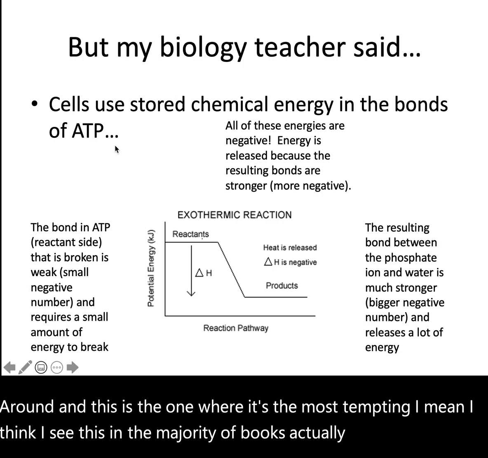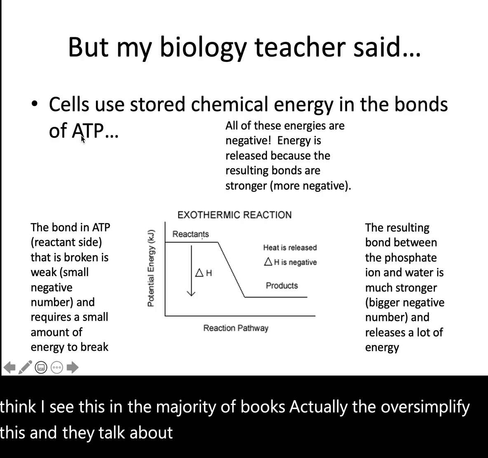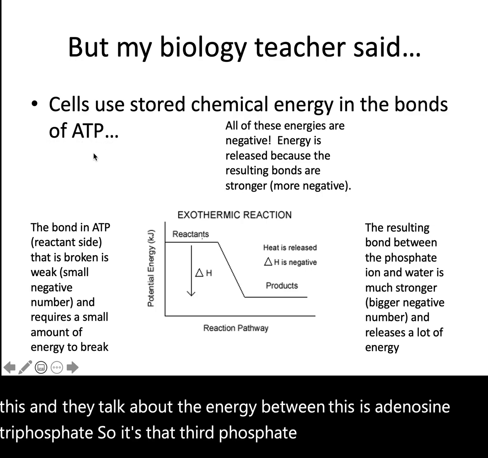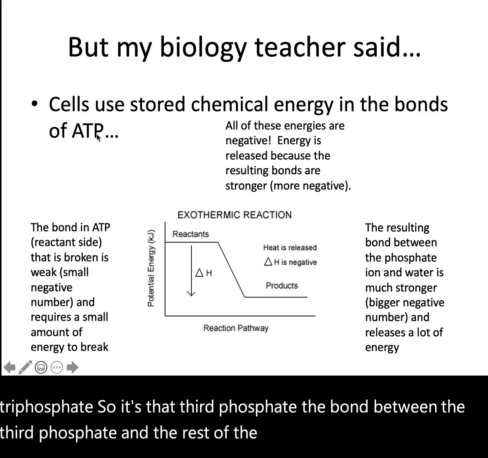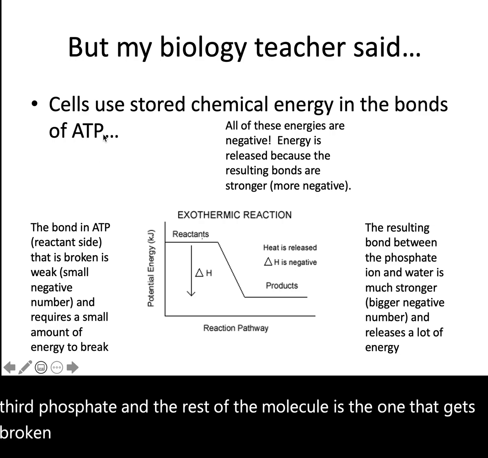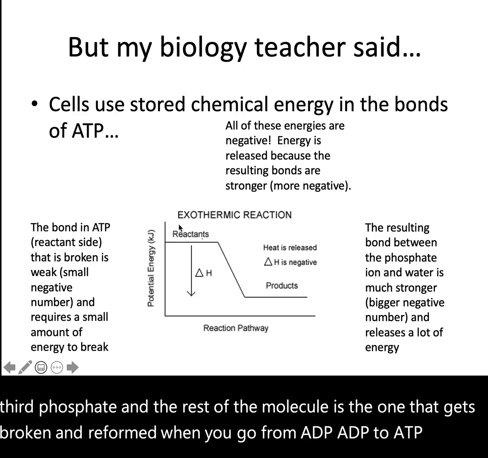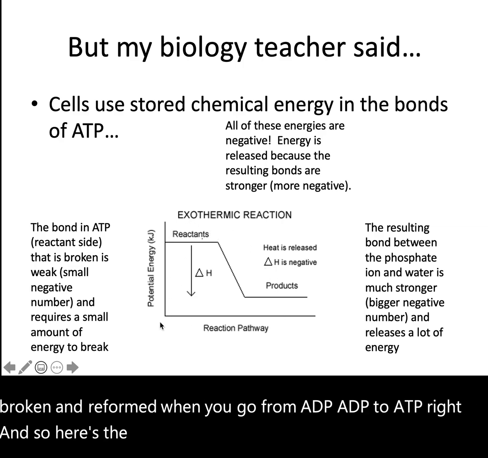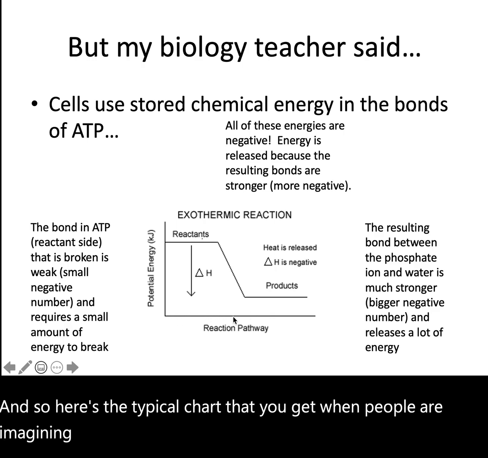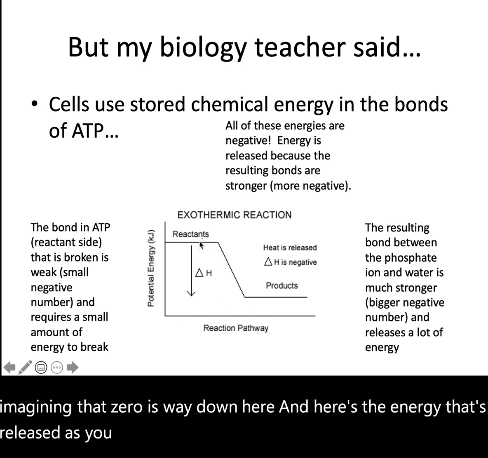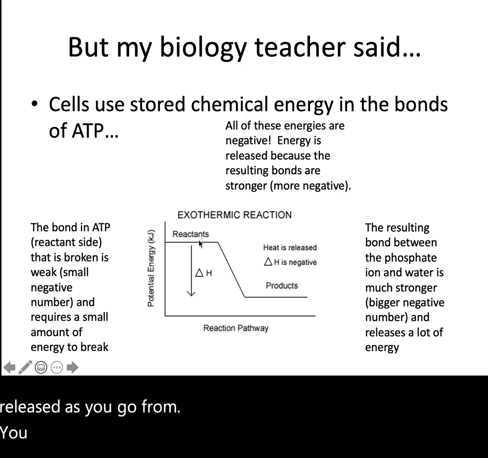And they talk about the energy between, this is adenosine triphosphate. So it's that third phosphate, the bond between that third phosphate and the rest of the molecule is the one that gets broken and reformed when you go from ADP to ATP, right? And so here's the typical chart that you get, and people are imagining that zero is way down here. And here's the energy that's released as you go from the bond in the adenosine triphosphate to the products.